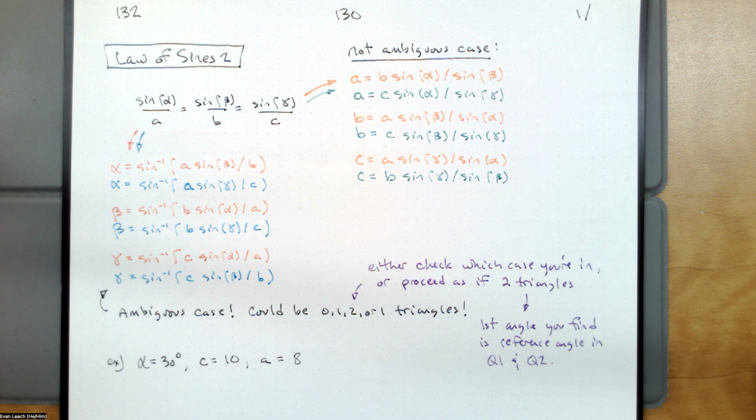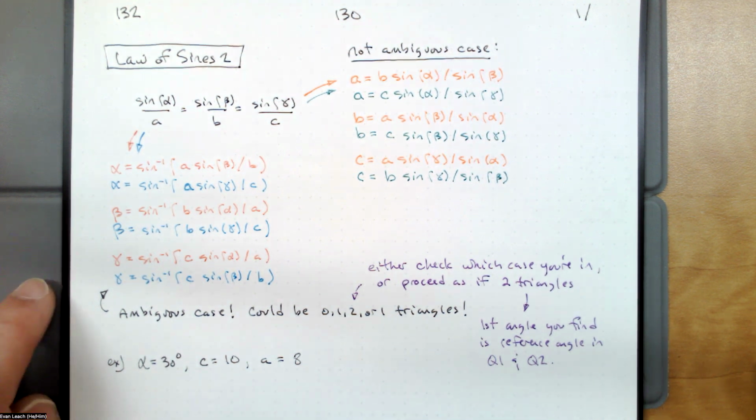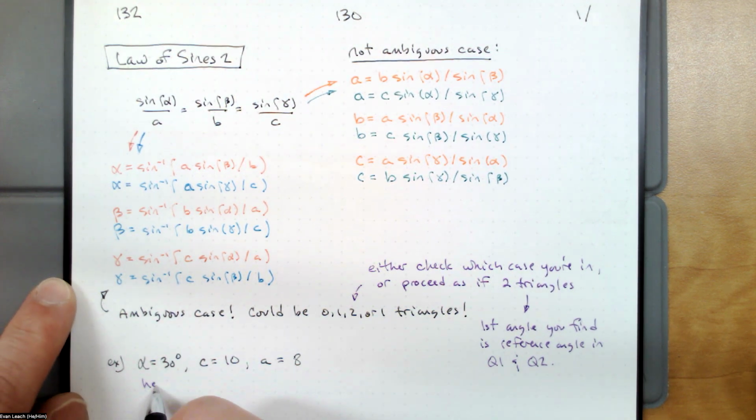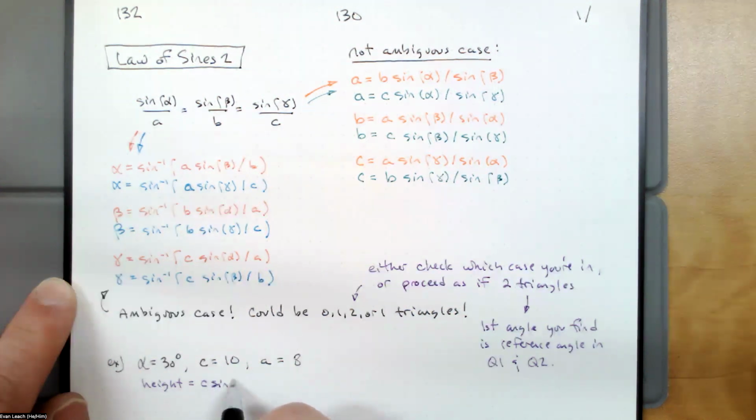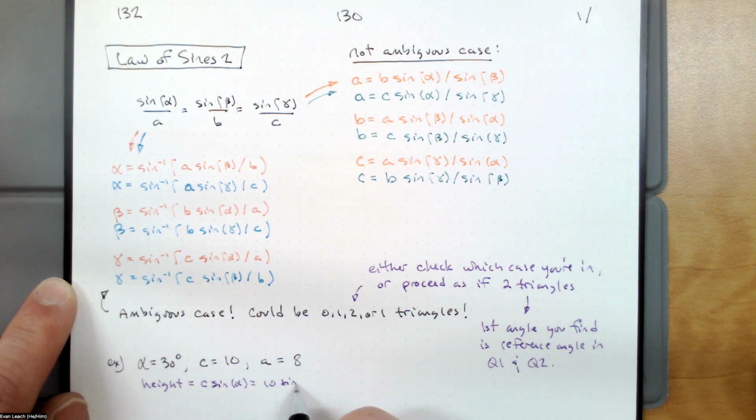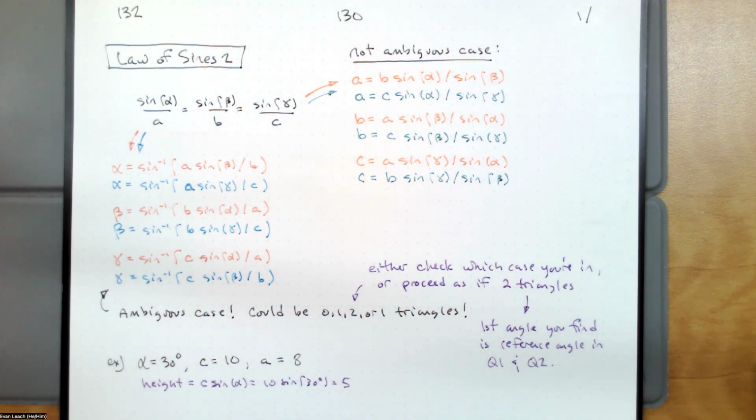We can figure out how many triangles we are going to have by looking at the height of this triangle and comparing the side opposite the given angle to the height. In this case, the height of the triangle is C times the sine of alpha. So 10 times the sine of 30 degrees, which is 5. The side opposite the given angle is greater than the height, but less than the other given side. So we're going to have two triangles. So we did not save ourselves any calculations.